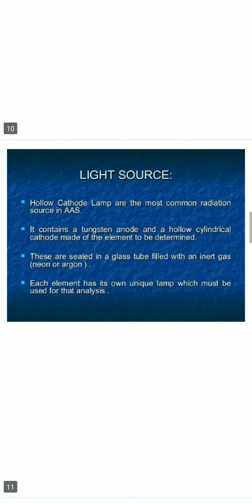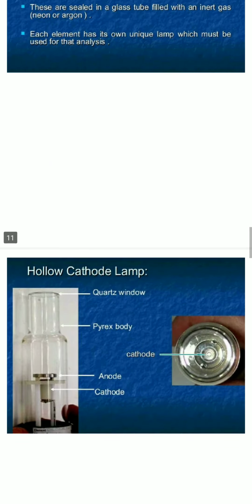Light source. Hollow cathode lamps are the most common radiation source in AAS. It contains a tungsten anode and a hollow cylindrical cathode made of the element to be determined. These are sealed in a glass tube filled with an inert gas like neon or argon. Each element has its own unique lamp which must be used for that analysis. Hollow cathode lamp.